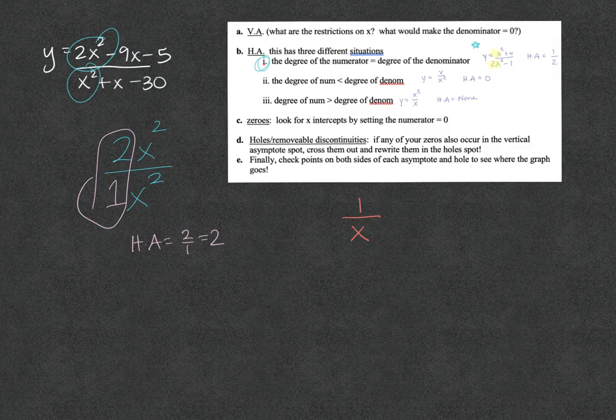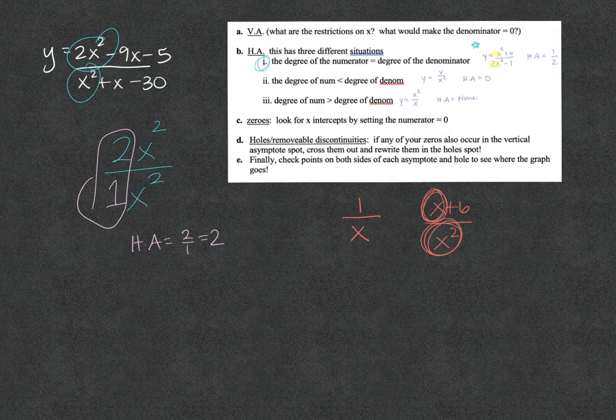Well, the top is an x to the 0, and the bottom is a first degree, it's an x. So the degree of the numerator is smaller. That horizontal asymptote is 0. Same thing, you might have x plus 6 over an x squared. Again, this is a first degree, x to the 1. This is a second degree, x to the 2. Whenever the numerator is a lesser degree, the horizontal asymptote just defaults to being 0.